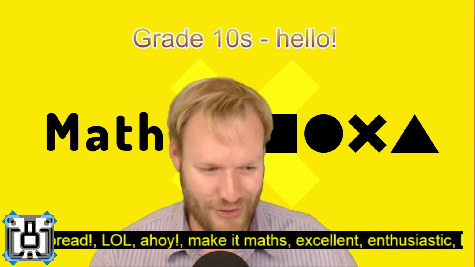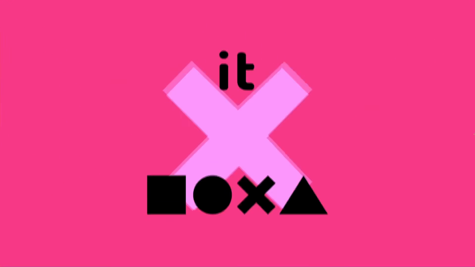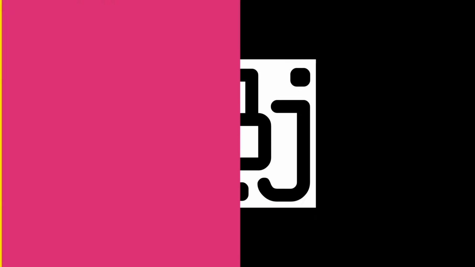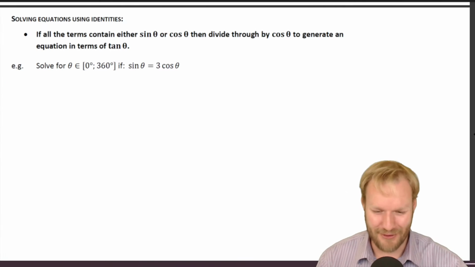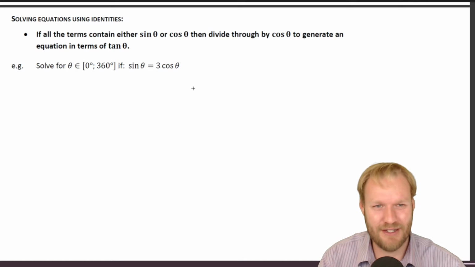Right, I think we need to head straight into it, so let us make it maths, and we're solving equations using identities. It was way too easy before, right? So let's spice it up. What do you say? Okay, so we've got sine theta equals 3 cos theta.